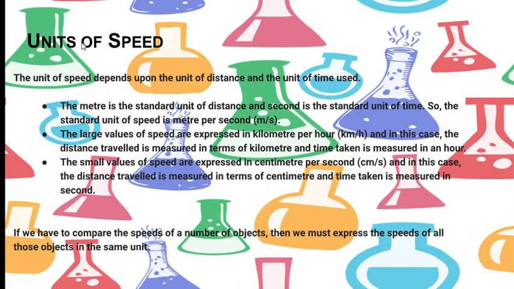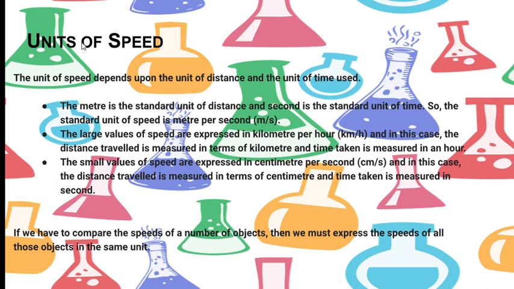Units of speed. The units of speed depend upon the unit of distance and the unit of time used. The meter is the standard unit of distance and second is the standard unit of time. So, the standard unit of speed is meter per second. Large values of speed are expressed in kilometer per hour, and in this case the distance travelled is measured in kilometers and time taken is measured in hours.